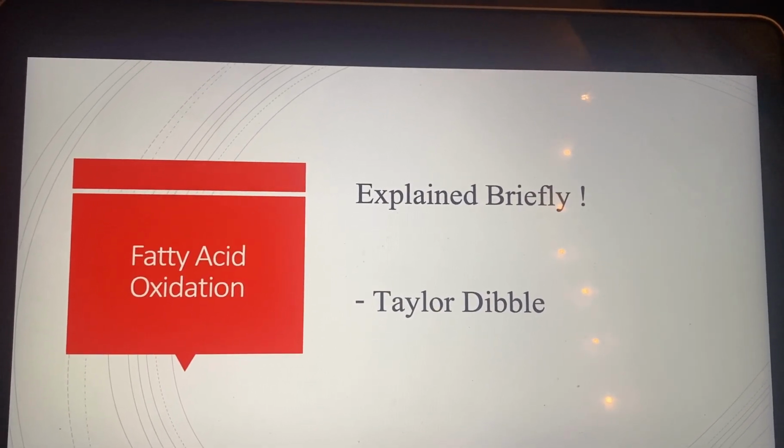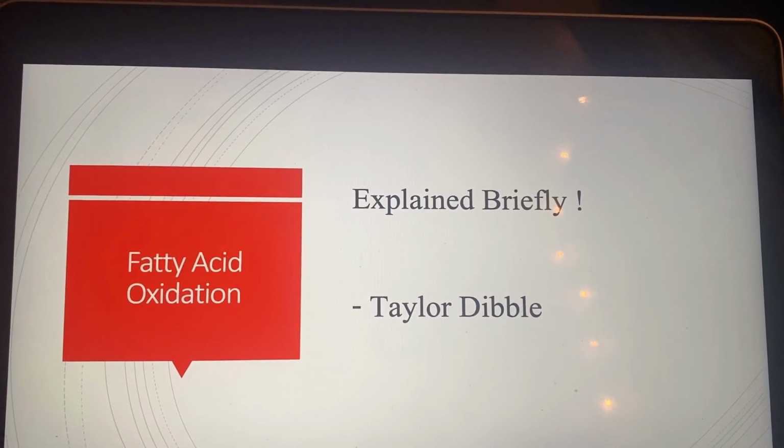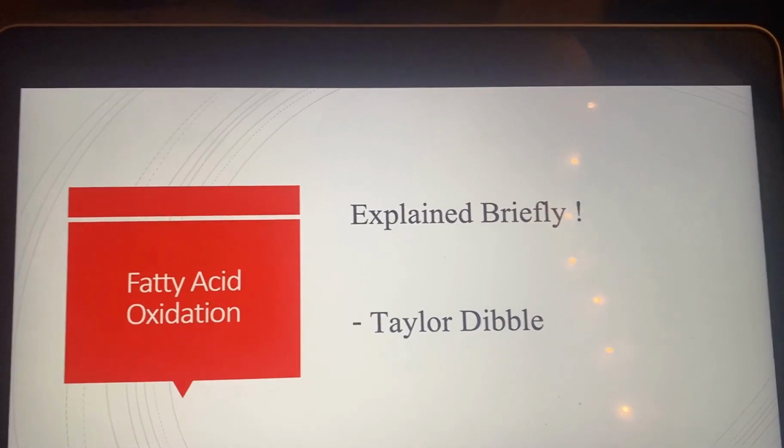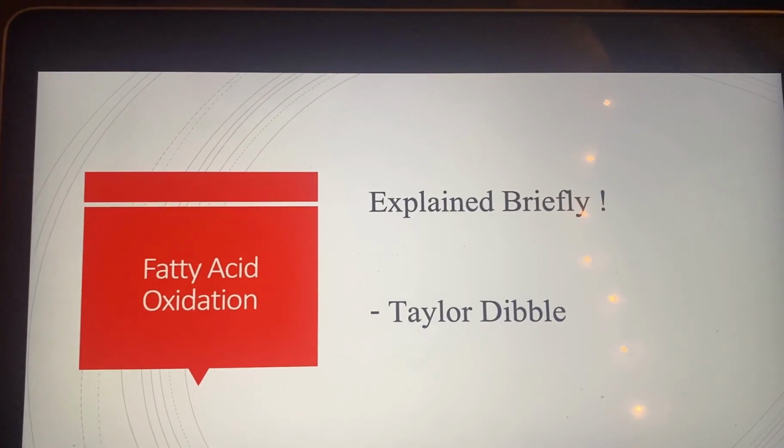You may hear fatty acid oxidation referred to as beta oxidation due to the oxidation of the beta carbon of the fatty acid.